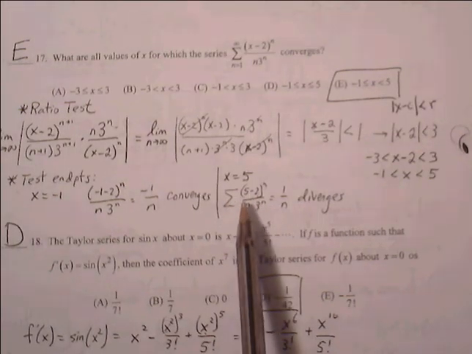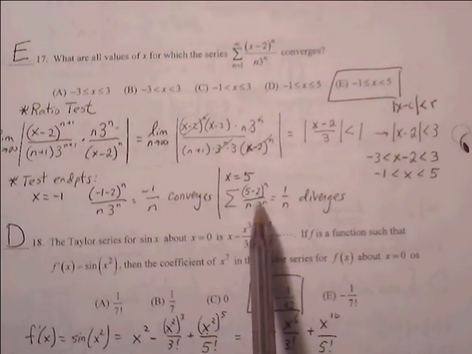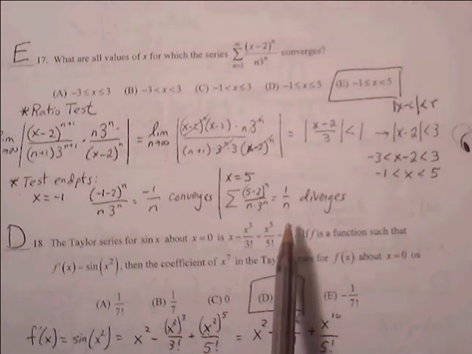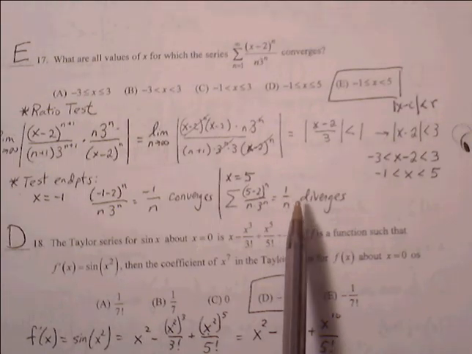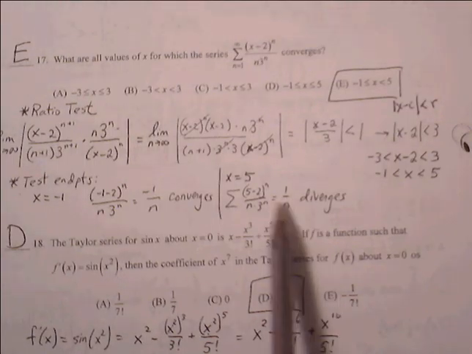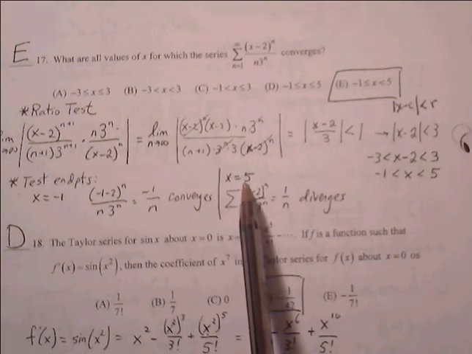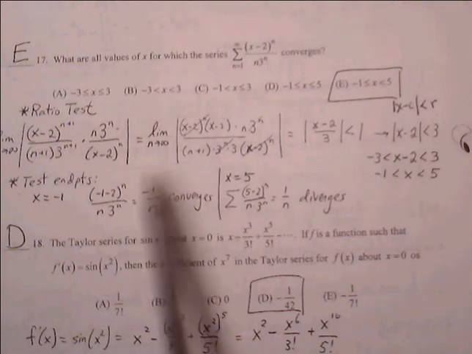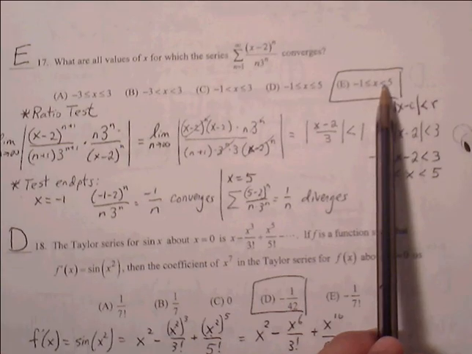And then we look at 5 minus 2 to the n over n times 3 to the n. This gives us 3 to the n over 3 to the n, which cancels out, so we get 1 over n. And we know 1 over n will diverge. So we know that 5 will diverge and negative 1 will converge. So that's our answer here.